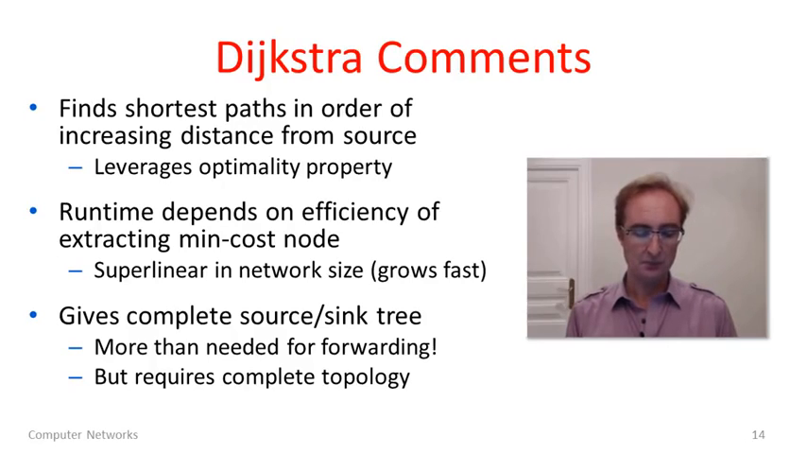And finally, I'll note that it gives us the complete source tree or sink tree, depending on which way you run it. This is actually more than we need for forwarding. Each node just needs to know the next hop for all particular destinations. So we have more than we need for forwarding. We can use it, that's great. To get this, of course, we needed to know the complete topology. So that's going to be an issue we'll have to address in routing. Okay, now that we know Dijkstra's algorithm, I think we can keep moving on and look at other routing algorithms.